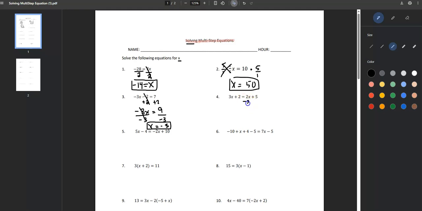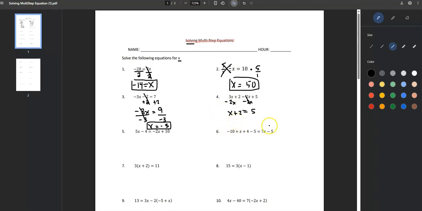So in this case, I'm going to move the 2x by subtracting 2x, because that cancels that out, and all I'm left with is just 5 on this side. And then on this side, I have 3x minus 2x, which gives me x, because I can combine those two, but I can't combine this plus 2 because it doesn't have an x.